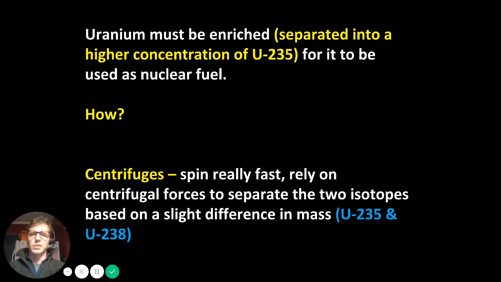And so this is typically done using centrifuges. Centrifuges are mechanical devices that spin really fast and rely on centrifugal forces to separate two different substances based on slight differences in mass. Because if you have two different substances that are slightly different in mass, then different forces will be applied to them, and so they can separate out.